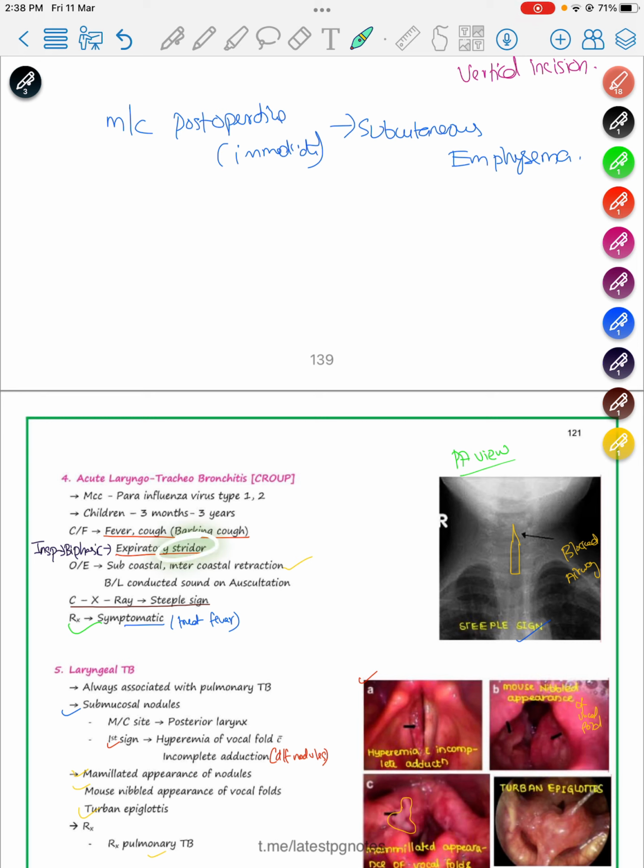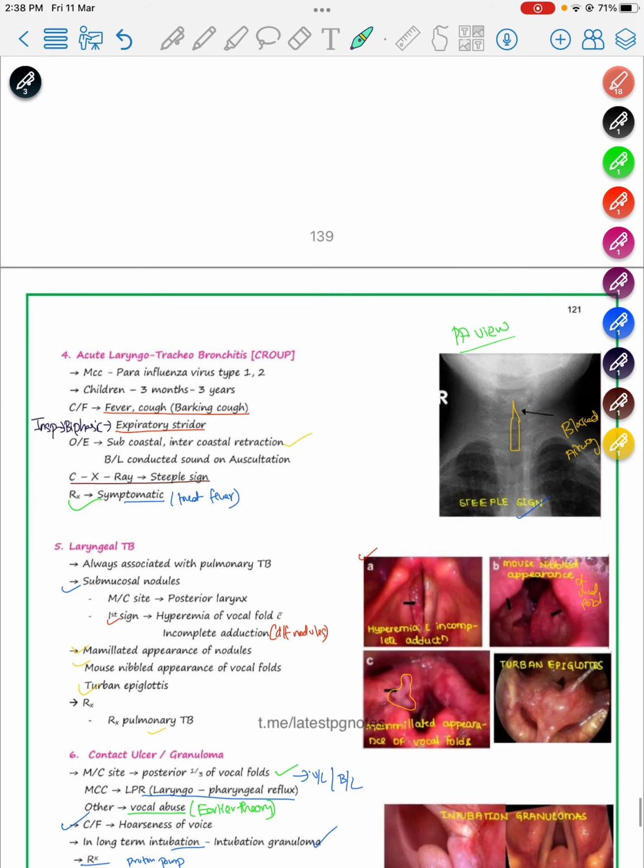Expiratory stridor will be there. On examination you can see subcostal and intercostal retraction. You can hear bilateral rhonchi on auscultation. On X-ray you can find the steeple sign, that is a narrowed trachea. Then treatment is symptomatic, or you can give antibiotics to treat secondary infection.